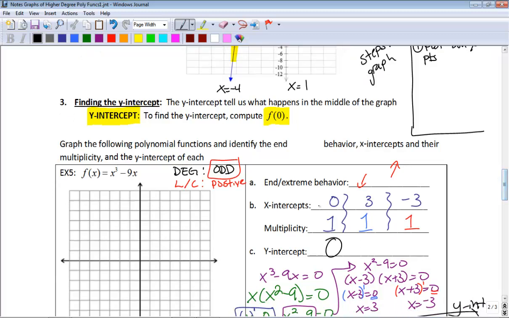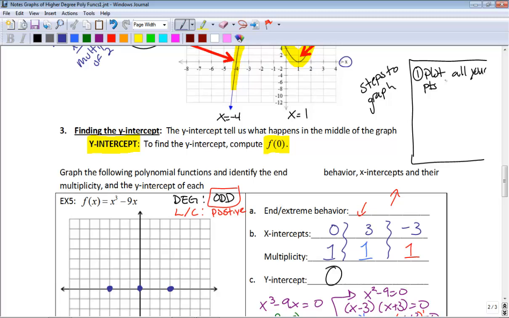All right, well, what points did I have? I have the point 0 here. I have the point 3, 1, 2, 3 right there, and I have the point -3, -3 on the other side. And I have a y-intercept of 0. Well, that's the same point as the x-intercept of 0, so I don't have to draw that point twice. So first, plot all your points.